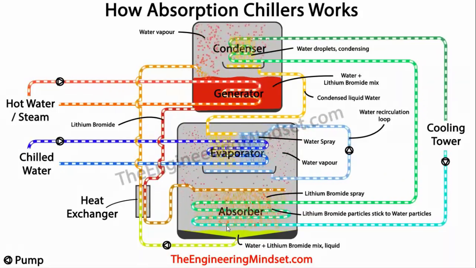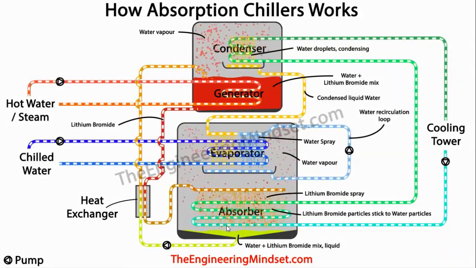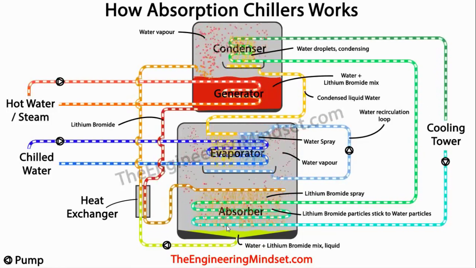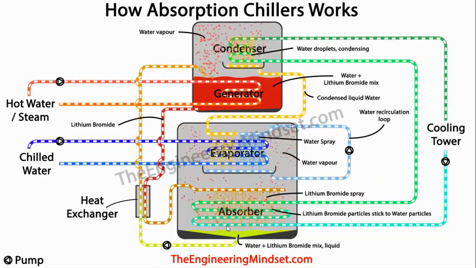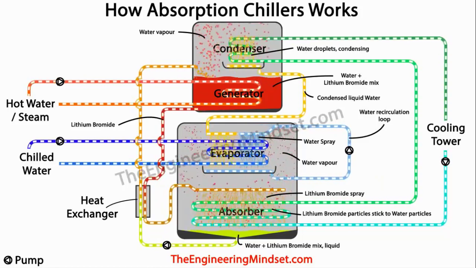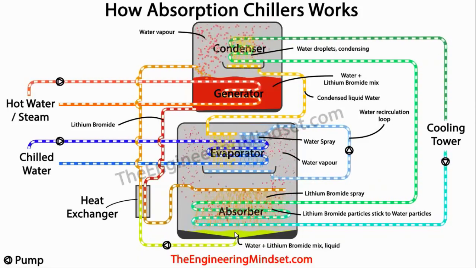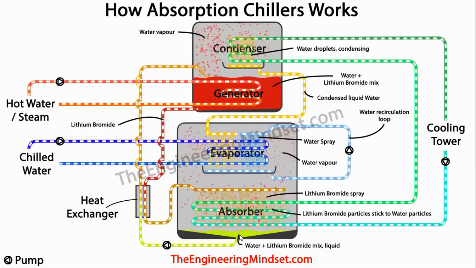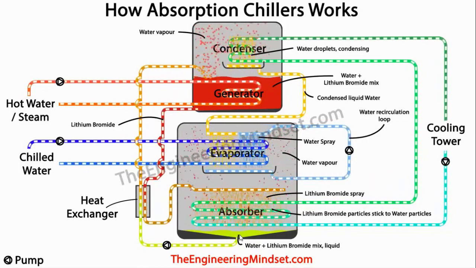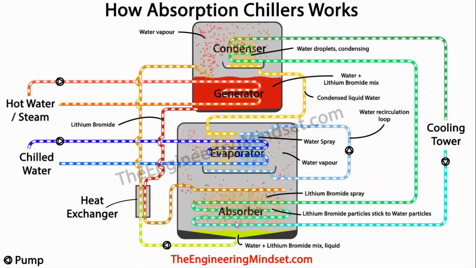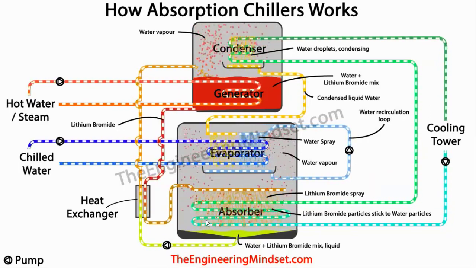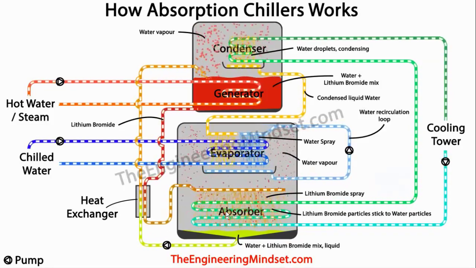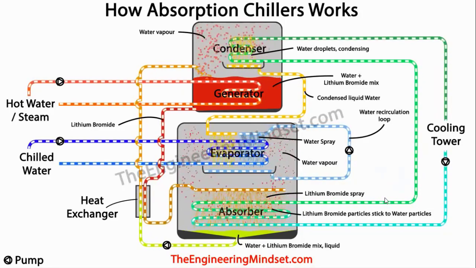The lithium bromide attraction for the water is so strong that it will pull the water particles inside its own fluid and it will all mix together. The stronger the concentration of lithium bromide, the stronger the attraction will be for water particles. When the two fluids come in contact, they generate a little heat, and this, as well as the heat collected from the chilled water loop, needs to be removed. So that is why the cooling tower water loop also passes through here to take the unwanted heat away.